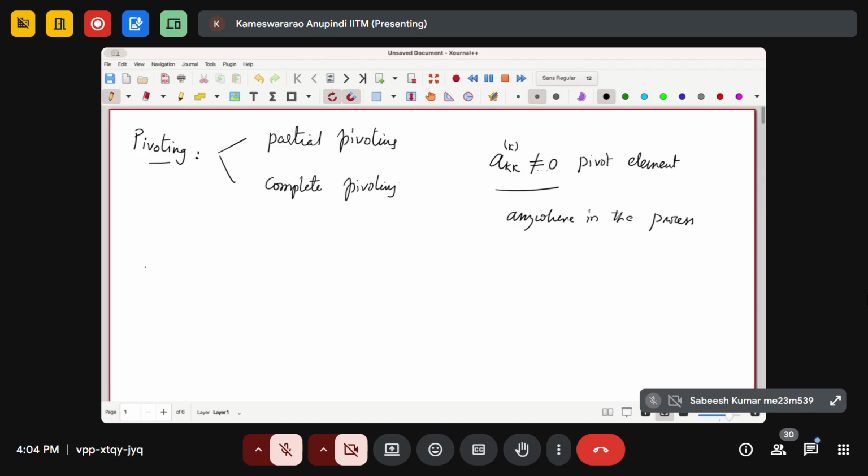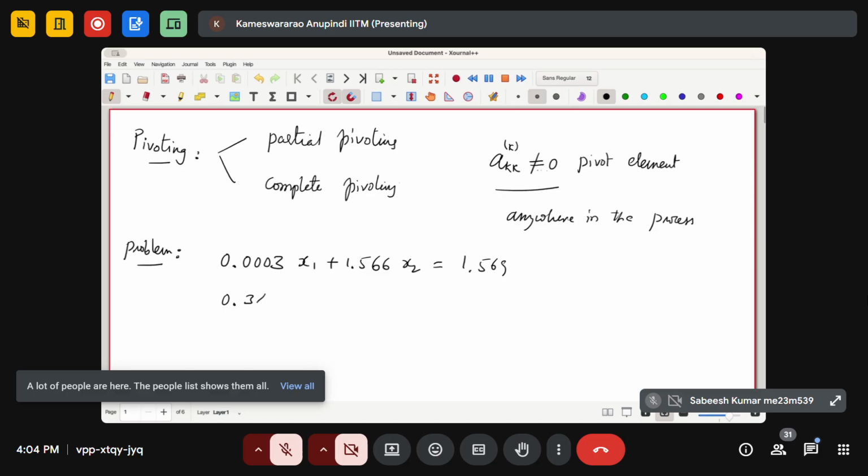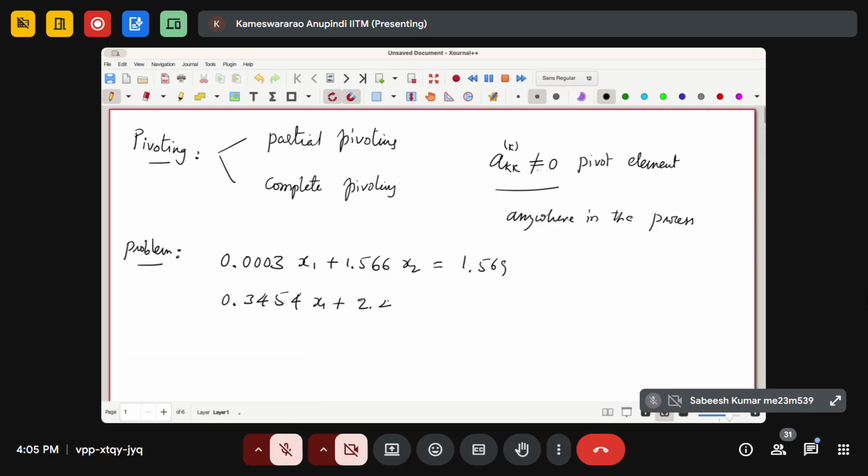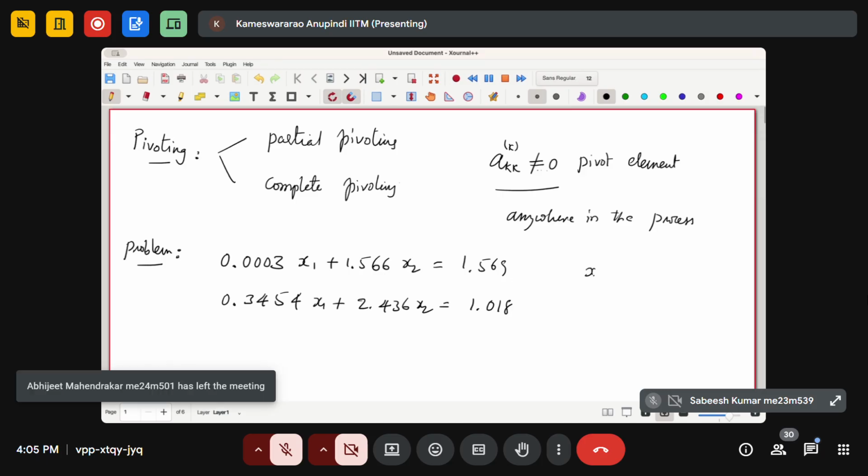We will consider this particular problem of two unknowns and two equations. The first equation is 0.0003 x1 plus 1.566 x2 equals 1.569. The second equation is 0.3454 x1 plus 2.436 x2 equals 1.018. We are asked to calculate the values of x1 and x2.